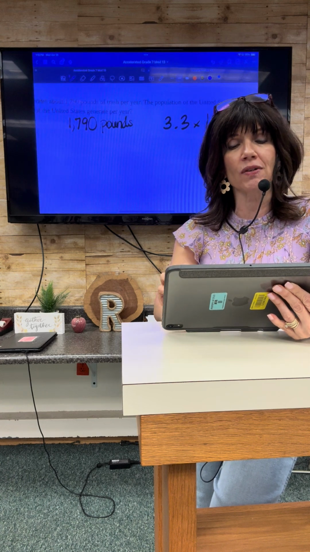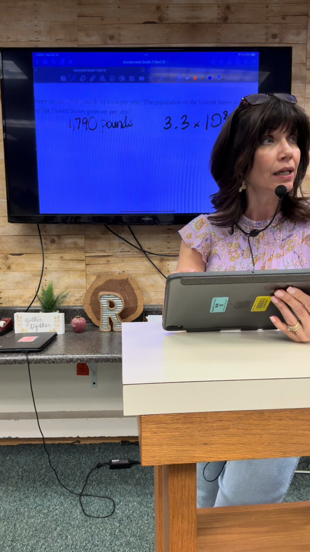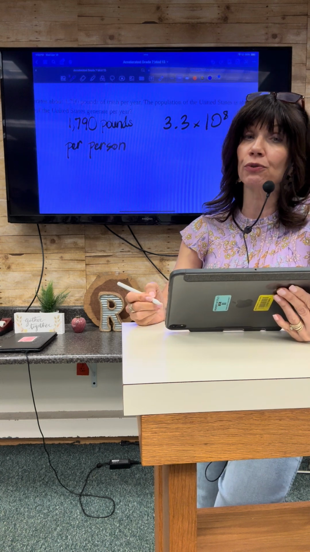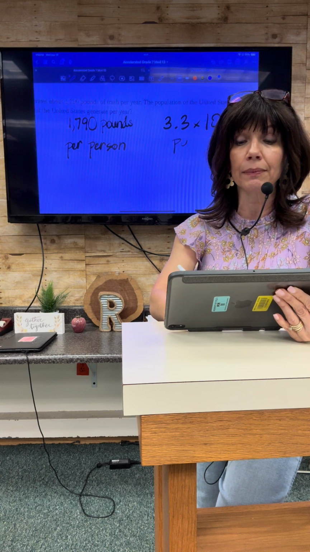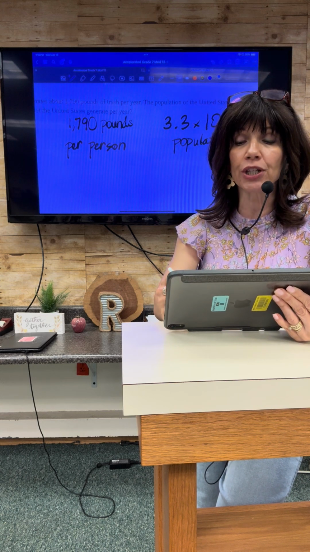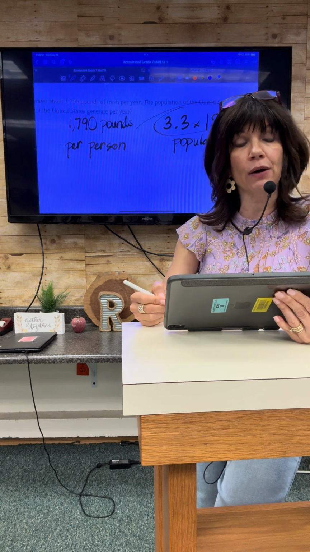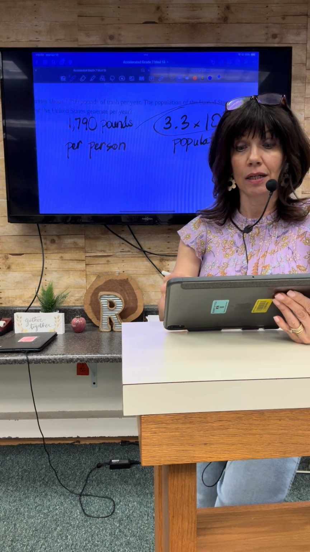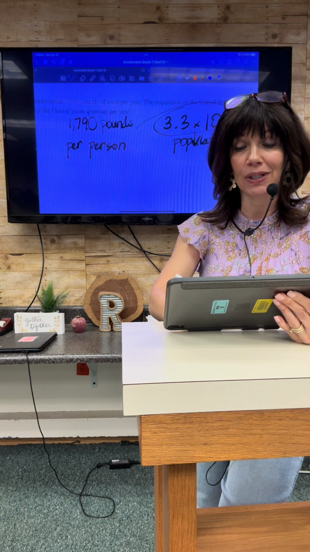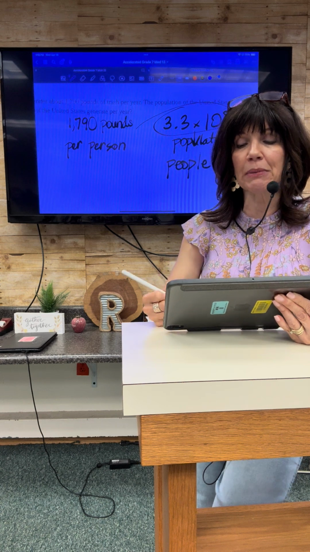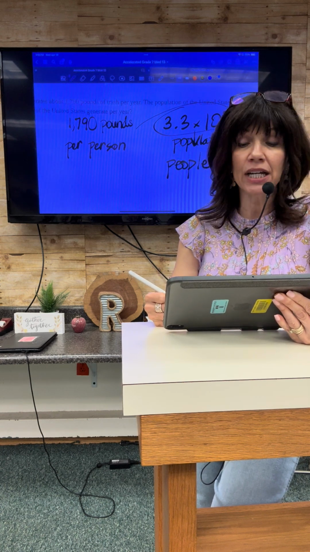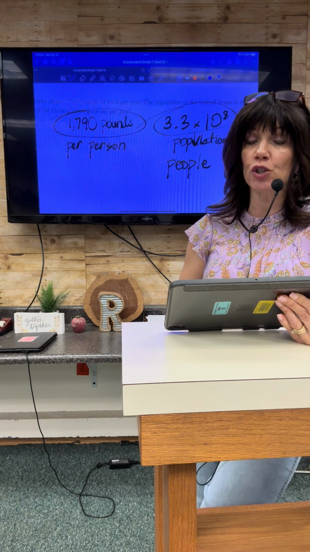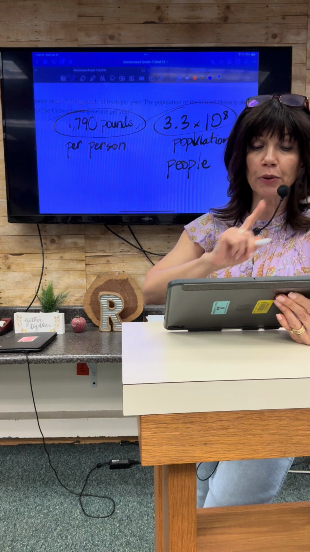Well, guys, what was the 1,790 pounds? That was per what? Person. Per person. And then they told us that 3.3 times 10 to the 8th was the total what? Population. What does it mean? If this is the number of our population, then how many people is it? It is that number of people. Guys, do you realize the word population simply means that many people? Okay? So that many people are using this much or creating this much pounds of trash per person per year.